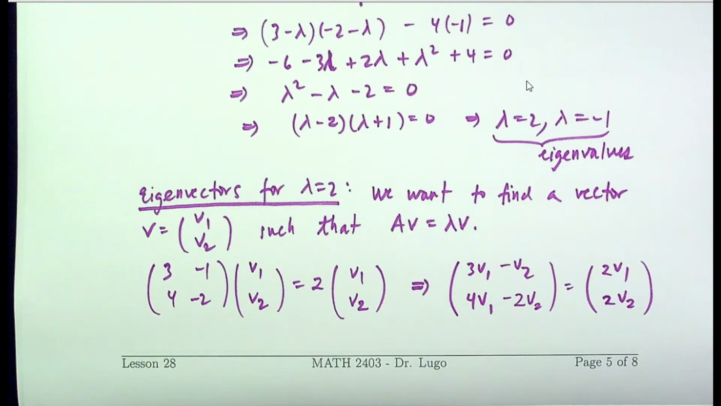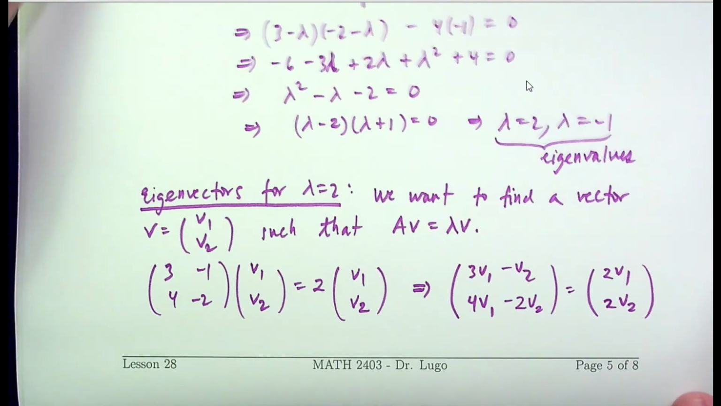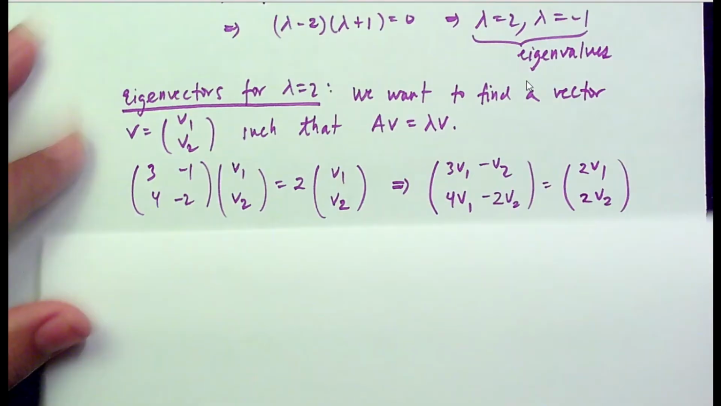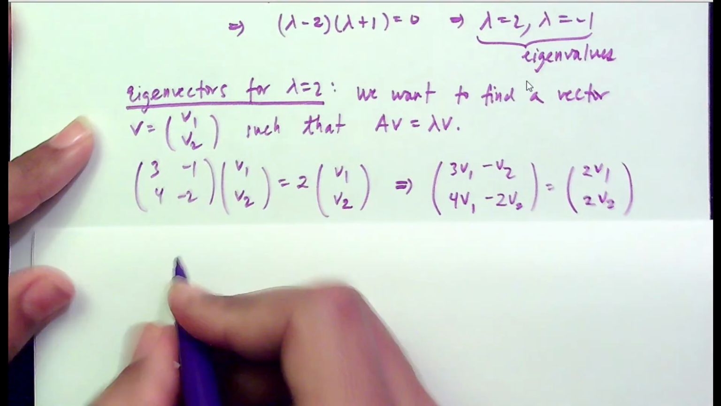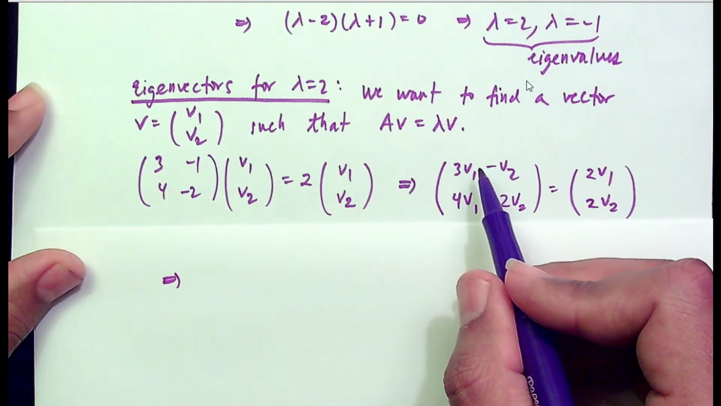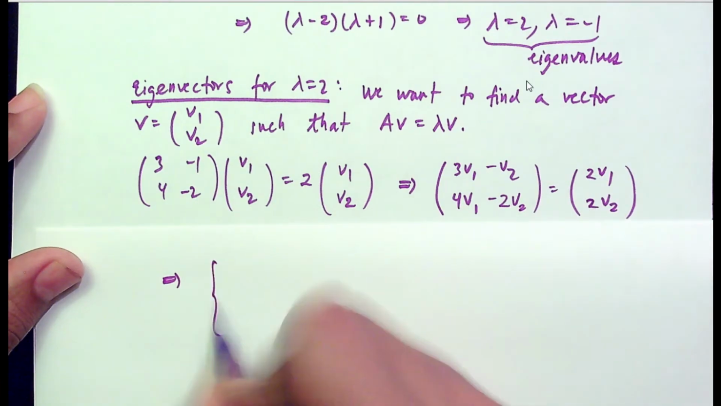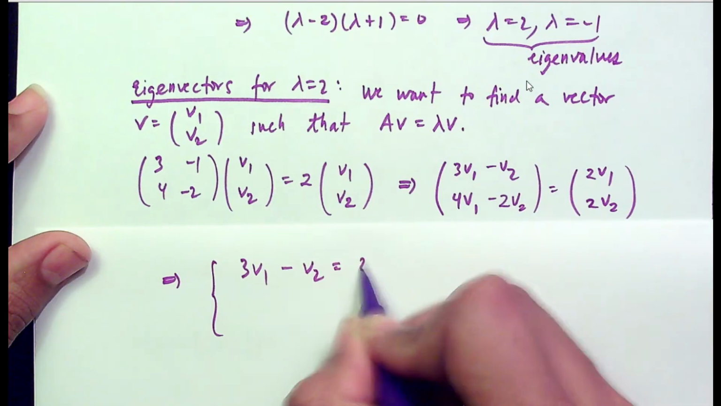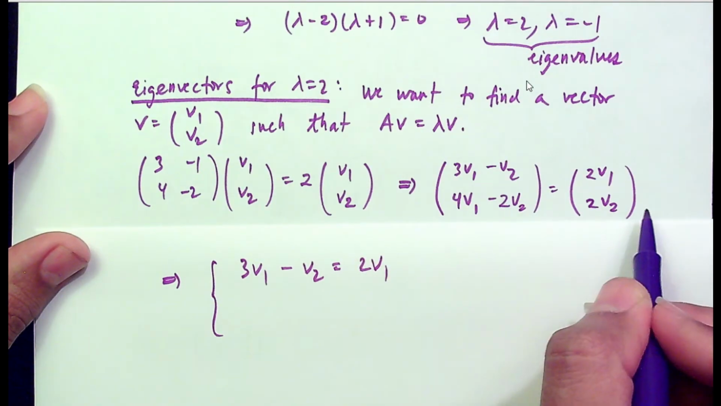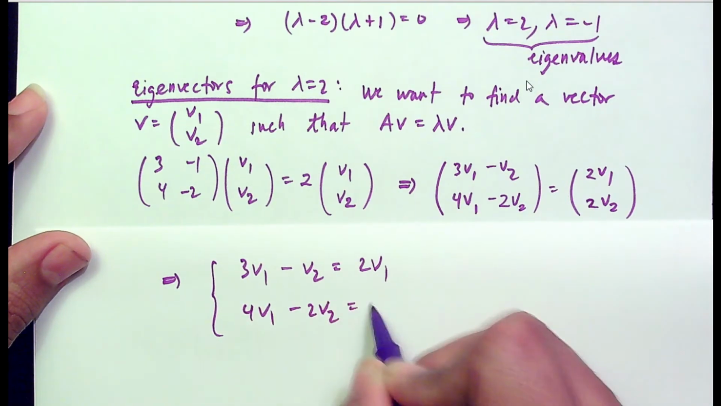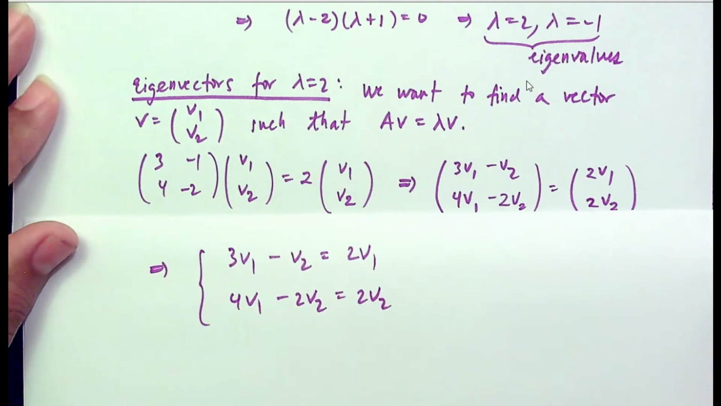Okay, and then you have these two vectors equal to each other. These two vectors are equal to each other if the corresponding entries are equal to each other. That means the top number equals the top number here, so 3v1 minus v2 equals 2v1, and the bottom number equals the bottom number on the other one. So this is 4v1 minus 2v2 equals 2v2. And then you have this system here.